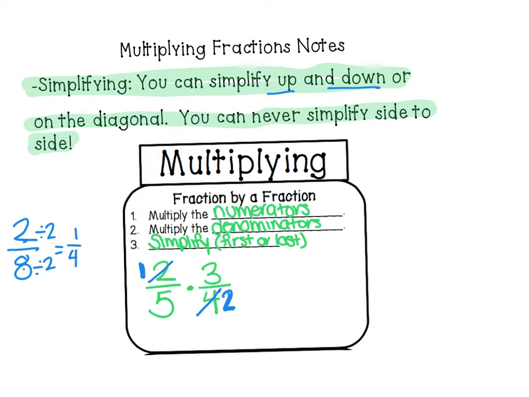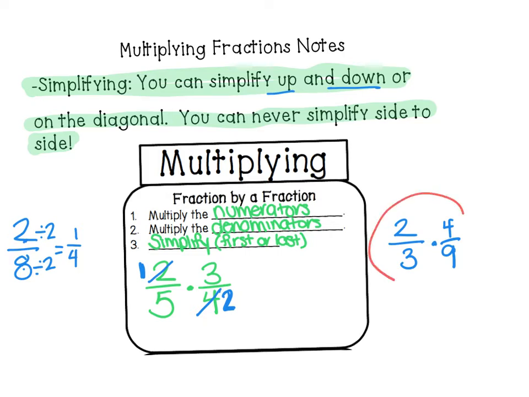Okay, what do I mean by you can never simplify side to side? So again, real quick before we finish this example, what I mean by we can't simplify side to side is, if I had 2/3 times 4/9, for example, I cannot simplify the 2 and the 4 and the 3 and the 9 because those are side to side, or next to each other. So those cannot get simplified.